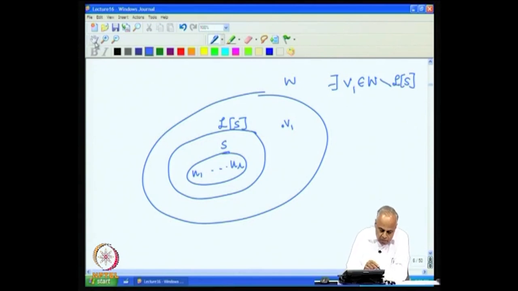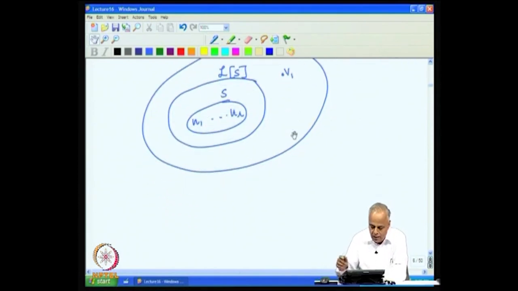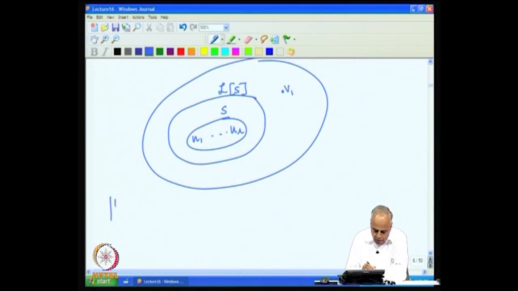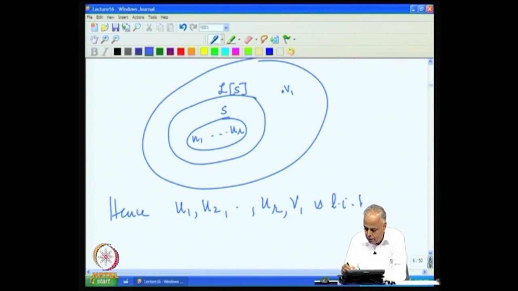But we have seen that whenever we have a subspace inside which we have a linearly independent set and we pick a vector outside that subspace, then these together must form still a linearly independent set in the bigger space. So, we take this bigger space to be W, the subspace of W to be LS, something outside that and something linearly independent inside that, together they must be linearly independent. Hence, we have u 1, u 2, u r with v 1 now appended is linearly independent in W.